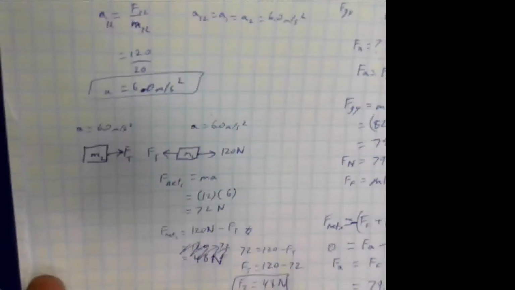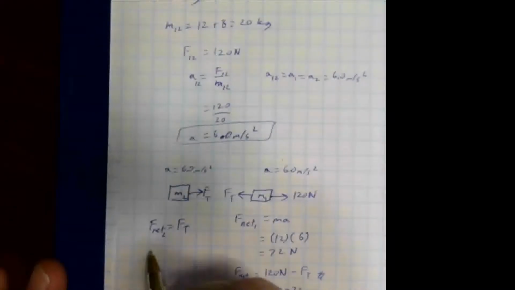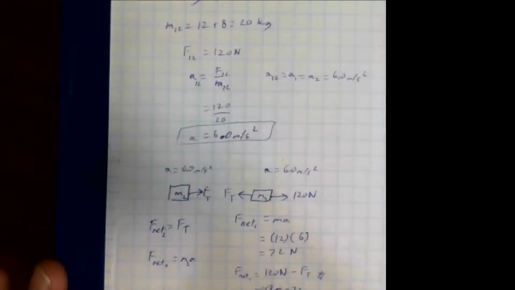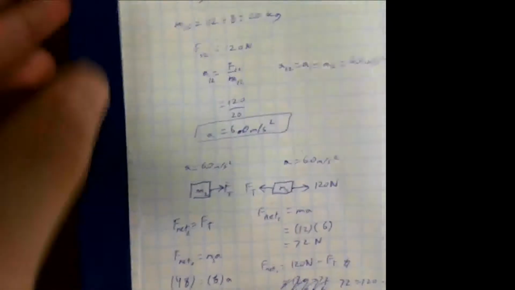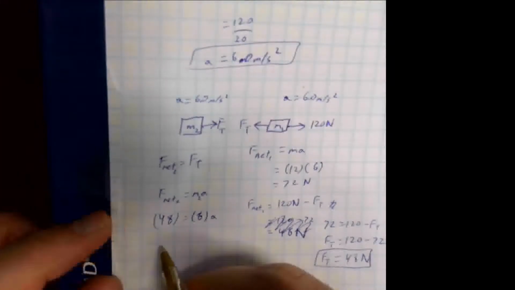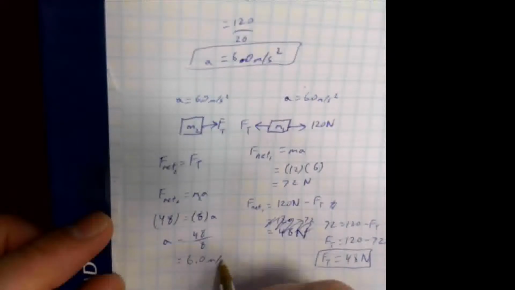Now I can test this answer by substituting it in here. You don't have to do this, but if this is the case, my F net for this is equal to Ft. So my F net 2 is equal to Ft. That means that my F net 2 is also equal to M2 times A. So if I substitute 48 here and I substitute 8 here, will my A be equal to 6? And the answer is yes, because A equals 48 divided by 8. A equals 6 meters per second squared.